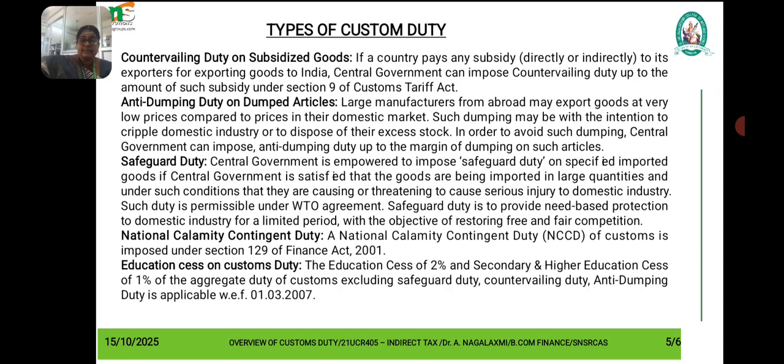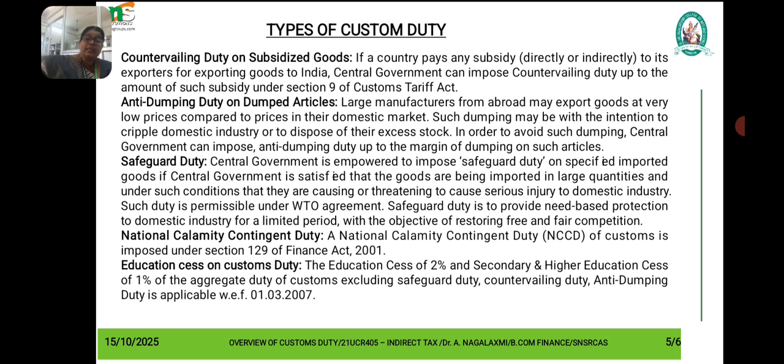For example, when we import goods into our country, if those types of goods are imported here, it will definitely affect the domestic industry. Immediately the central government has the power to impose safeguard duty on those articles or goods. This imposition of duty is permissible under the WTO agreement, that is World Trade Organization agreement. Safeguard duty is to provide need-based protection to domestic industry for a limited period with the objective of restoring free and fair competition.